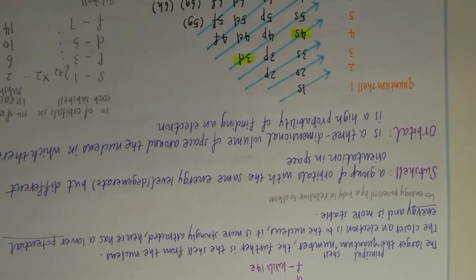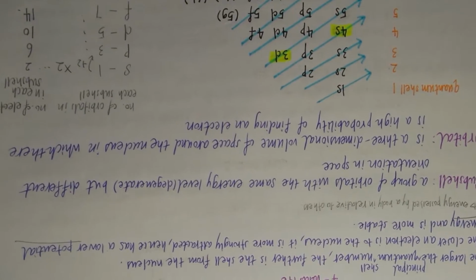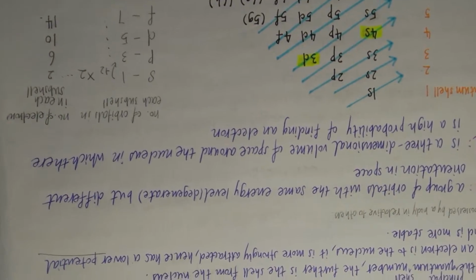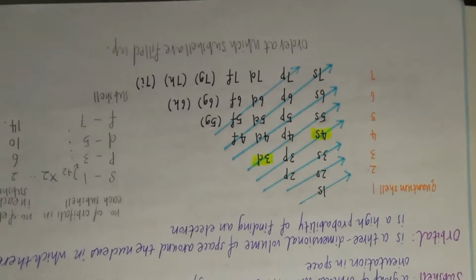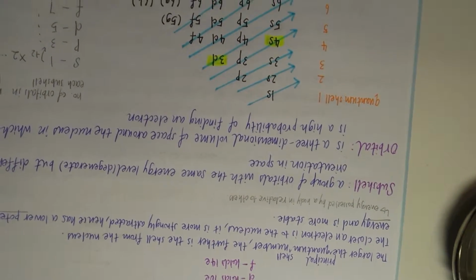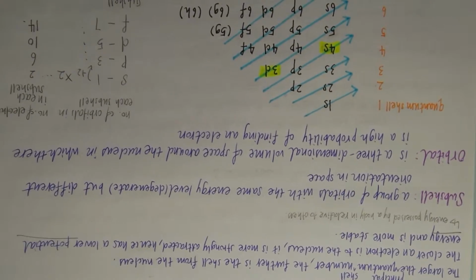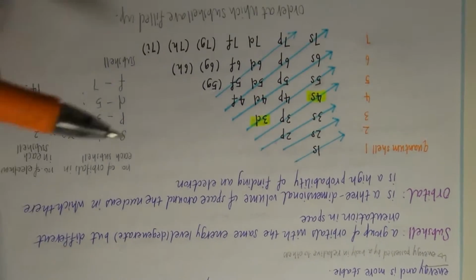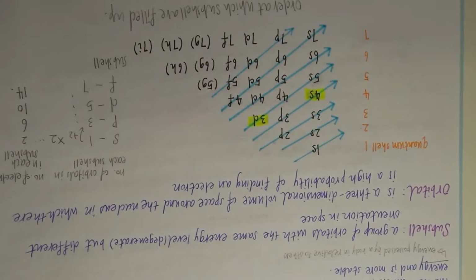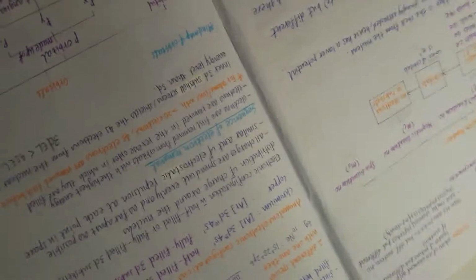So what is an orbital? An orbital is basically just a 3-dimensional volume of space around the nucleus in which there's a high probability of finding an electron. And this is the sequence in which the electrons are filled up in the electron shells. Basically you just draw the arrows like that, and so on and so forth.